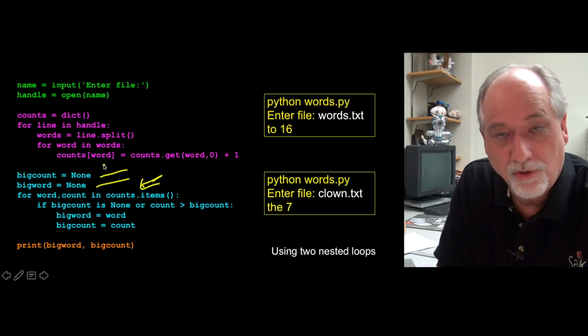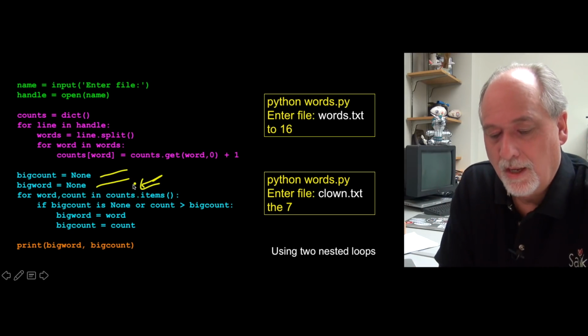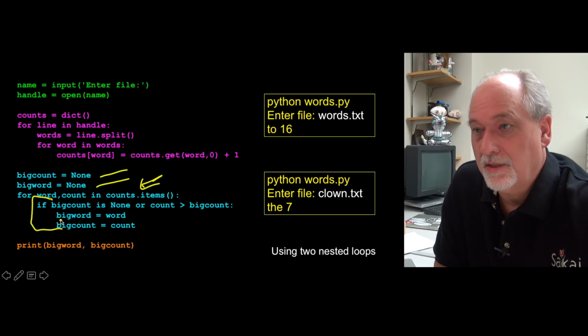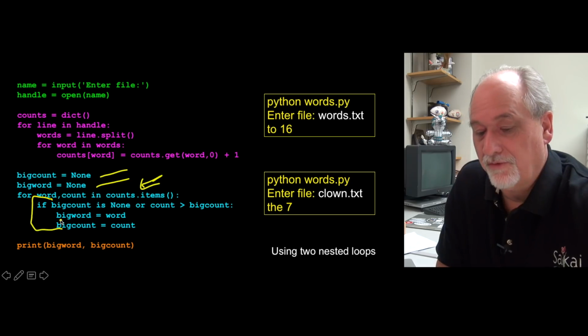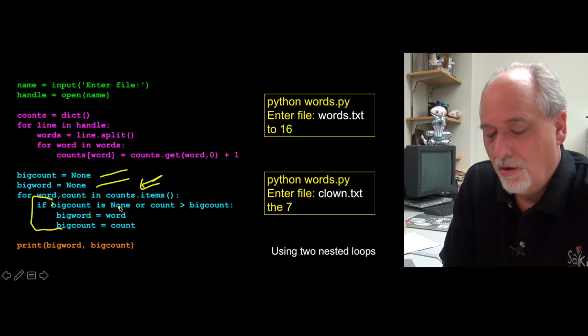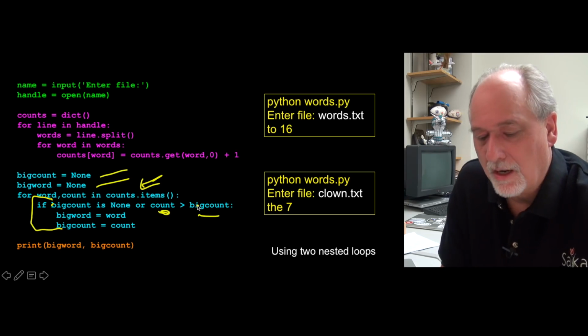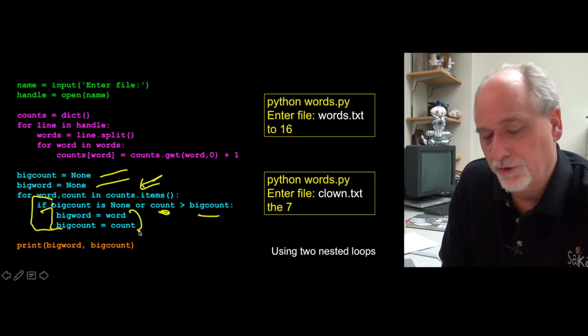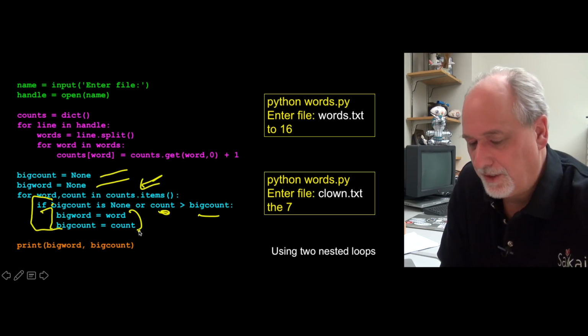There could be a million words in here. We're going to go through every one. And what we're going to do is make sure that big count is the current largest count we've seen so far. And if it's none, well, then we haven't seen anything, or the count we just read is greater than the big count so far, we are going to jump in, and this is sort of like, oh, this is a new personal best count for this particular data set.